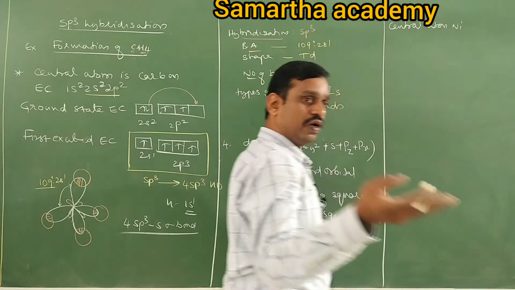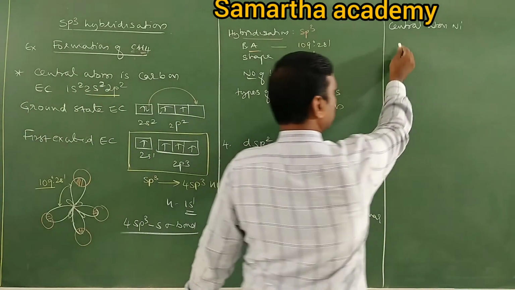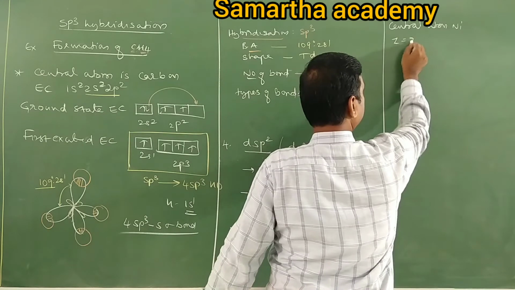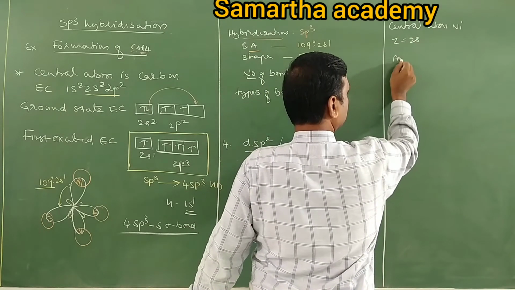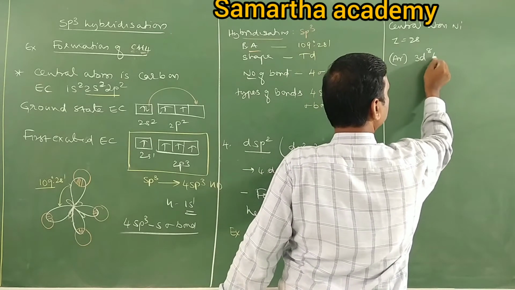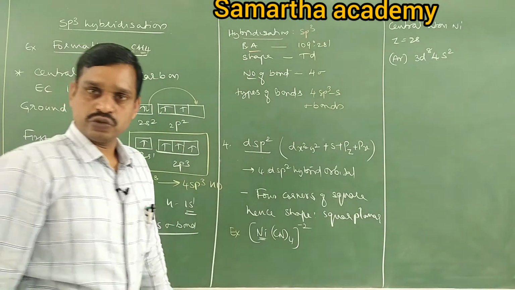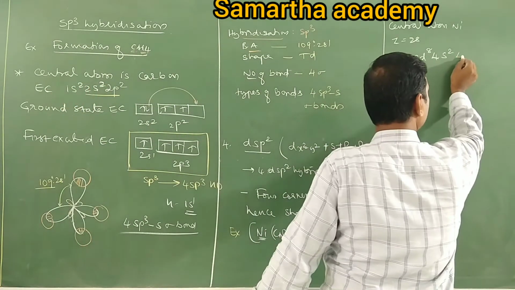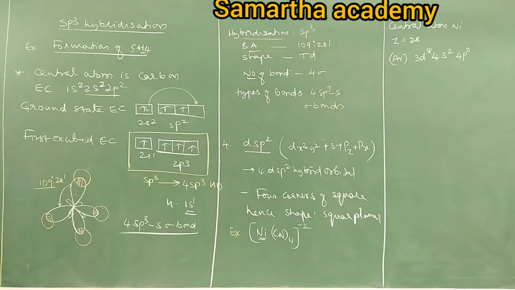Iron 26, cobalt 27, nickel 28. So Z is 28. Since the atomic number is 28, what is the electronic configuration? Argon 3d8 4s2. You can write 4p0 also. After 4s there is a 4p also, but it is empty.